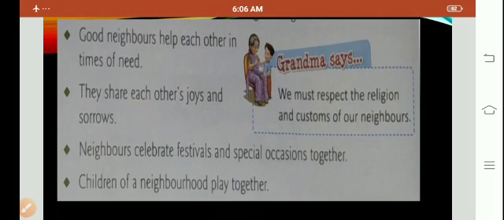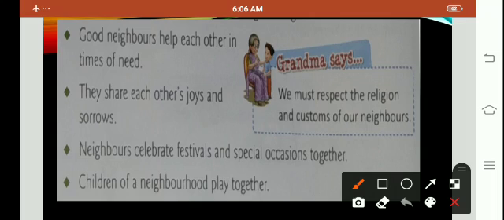So what are the qualities of good neighbors we are going to see over here? Good neighbors help each other in the time of need. They share each other's joys and sorrows. Neighbors celebrate festivals and special occasions together. Children of the neighborhood play together.